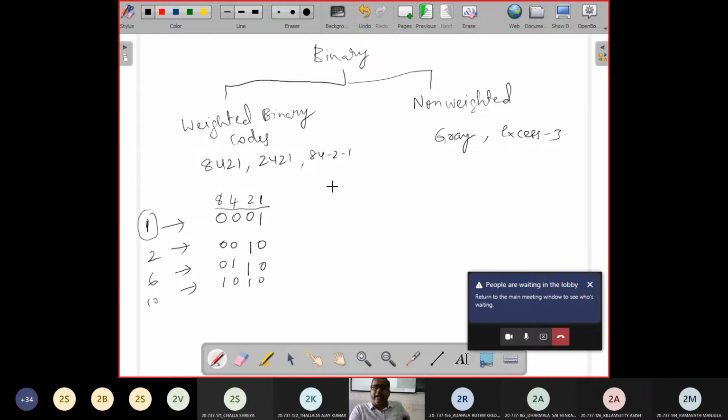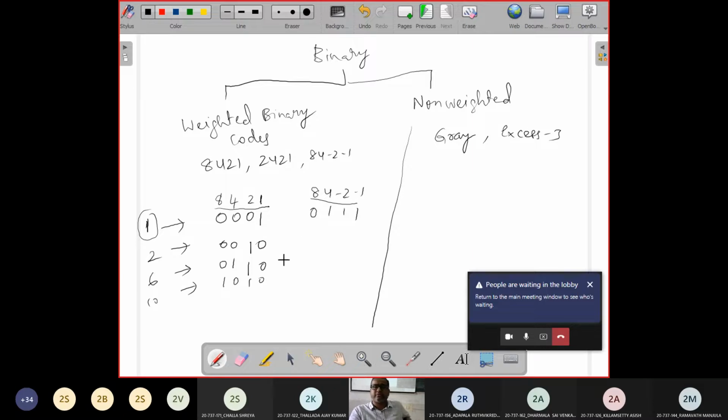Now, the same numbers I can represent in the 84 minus 2 minus 1 code as well. Now, how do you represent 1 in this binary code? Any guesses? In this case, the weight is minus 2 and the weight is minus 1 here. So, to get 1, what should be the binary combination I write here? Am I getting a sum of 1? 8, 4, 4 minus 2, 2, 2 minus 1, 1. This is the value I got.